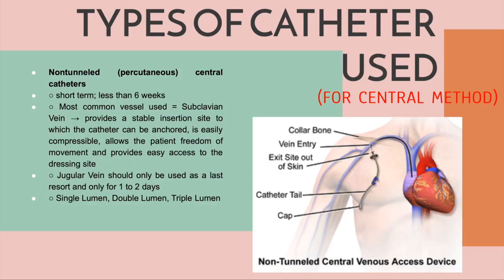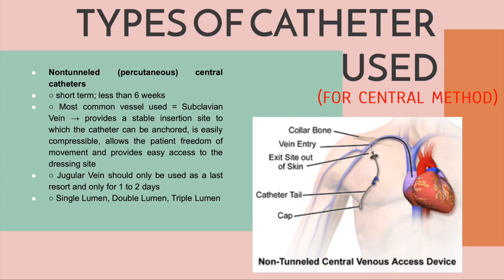The next objective is to discuss the types of catheter used in total parenteral nutrition. First, we will discuss the types of catheter used for the central method. Number 1 is the non-tunneled percutaneous central catheters. These catheters are for short term only, less than 6 weeks. The most common vessel used is the subclavian vein. This provides a stable insertion site to which the catheter can be anchored. It is easily compressible. It allows the patient freedom of movement and it provides easy access to the dressing site.